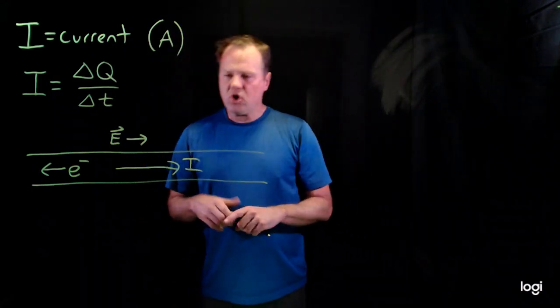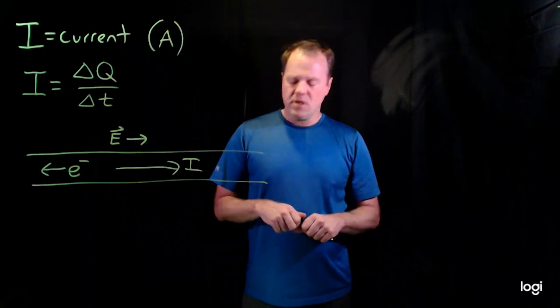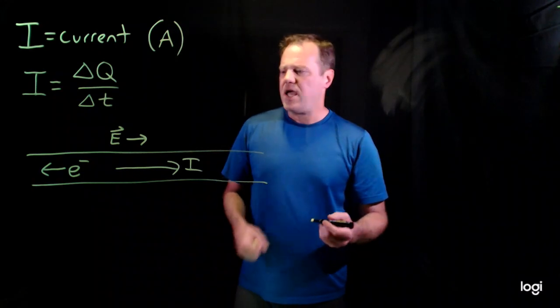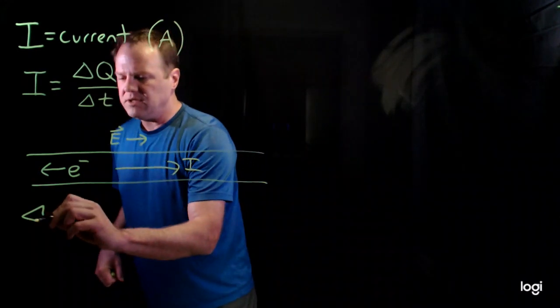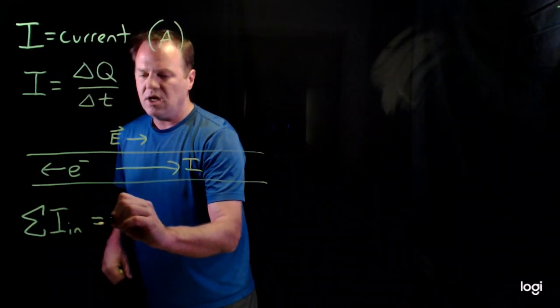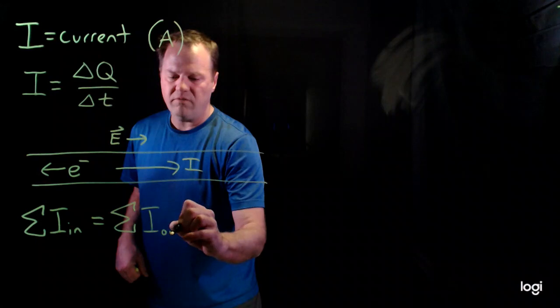Current has one law associated with it, which is the Junction law. It's also called Kirchhoff's current law. And the statement is that the summation of the currents going into a junction equals the summation of the currents going out of the junction.